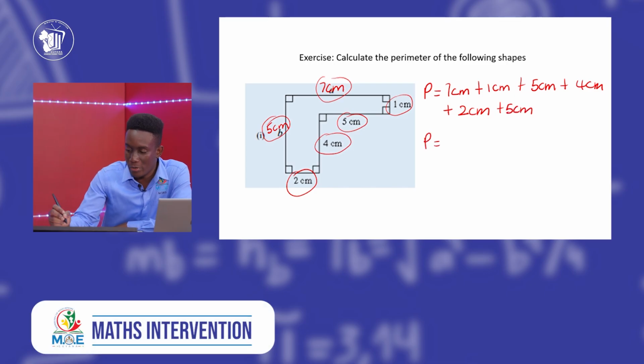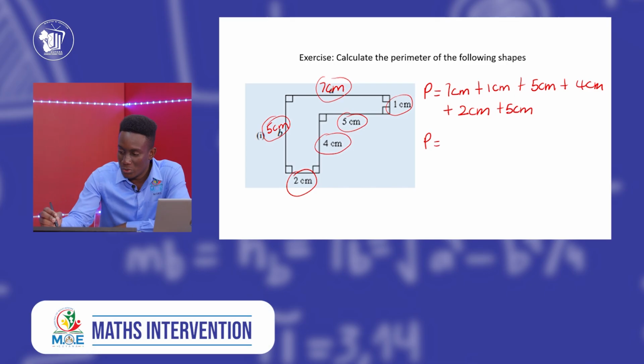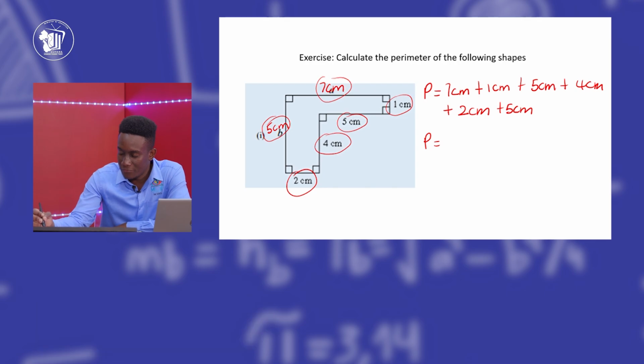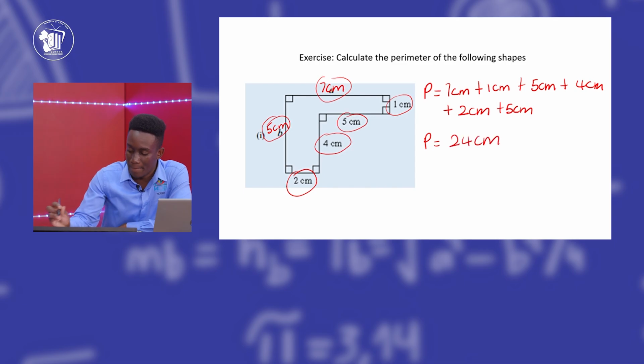So hence the perimeter will be equal to 7 and 1 will give you 8. 8 and 5 would give you 13. 13 and 4 would give you 17. 17 and 2 would give you 19. 19 and 5 would give us 24 cm. So the perimeter for this shape would be 24 cm.